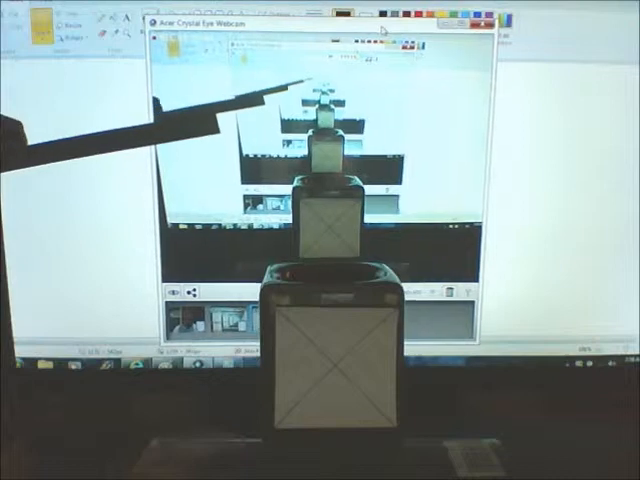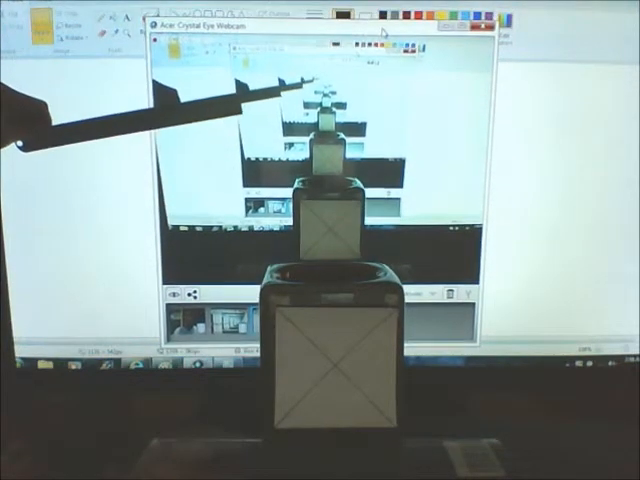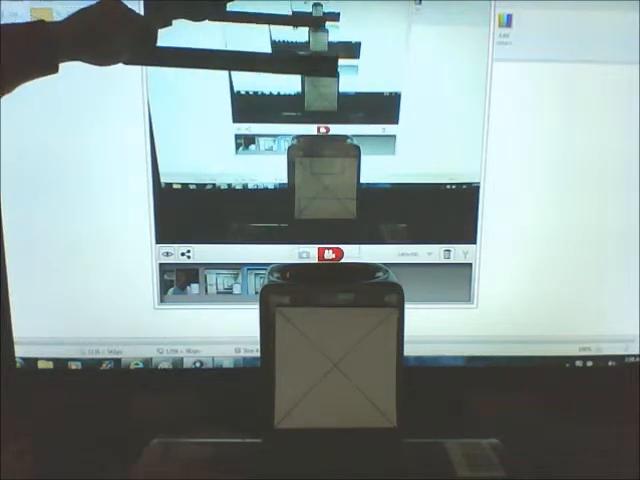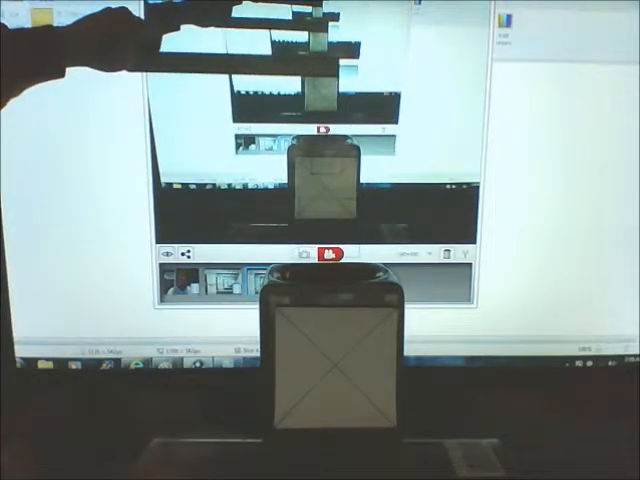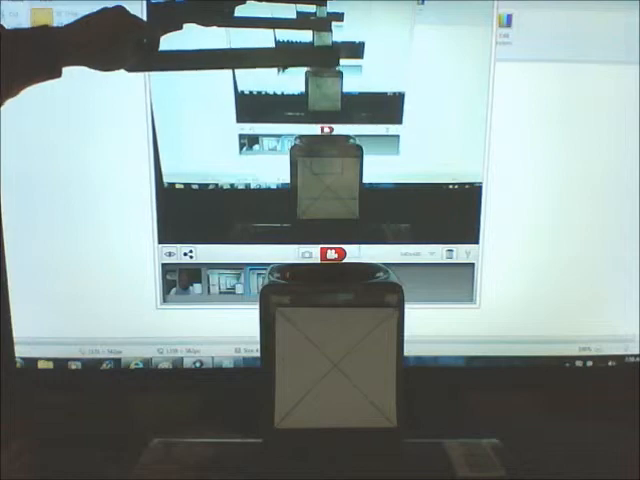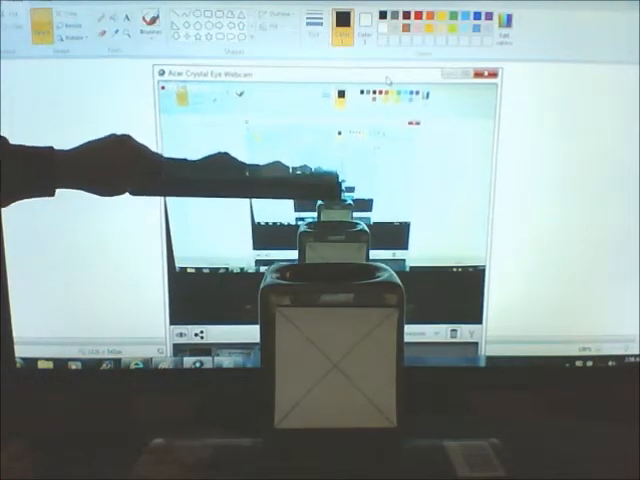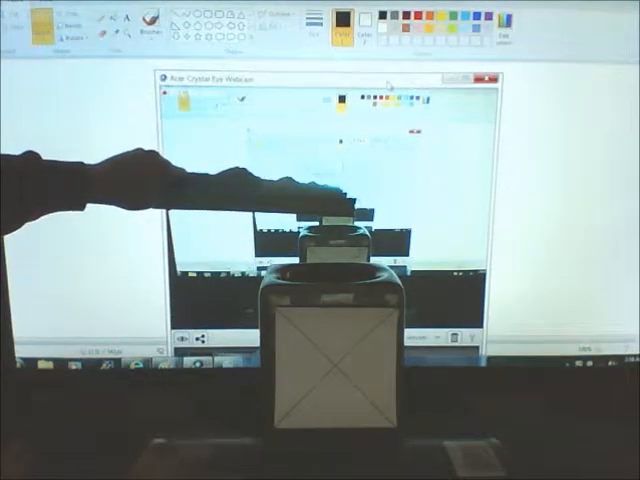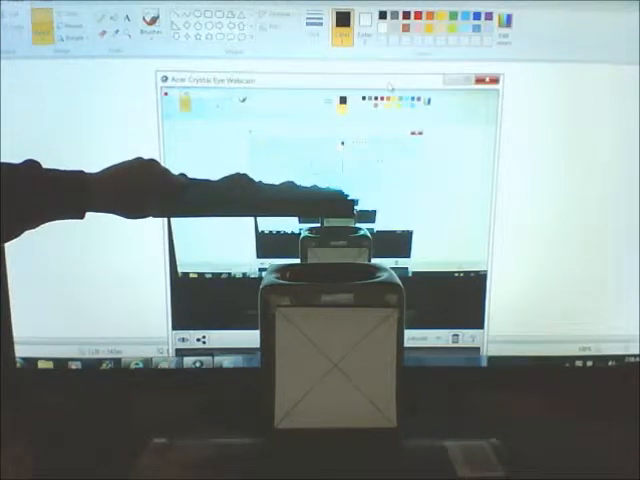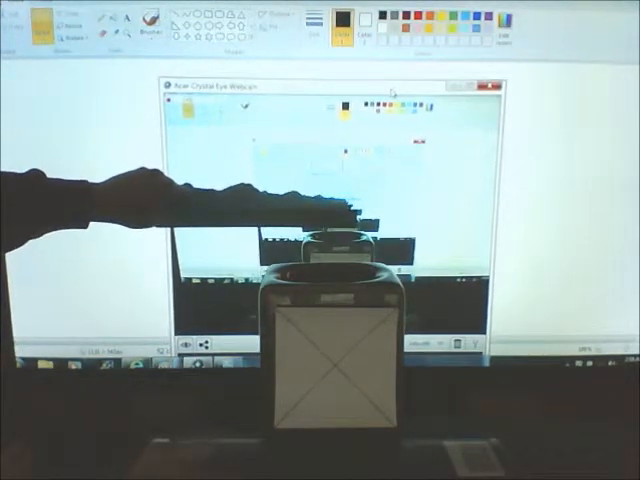Now if I have that object there, again we've got about 1 7/8. But if I go up, we have a measurement of almost 2. I go down, it's dropping below. It's almost down to 1 3/4.